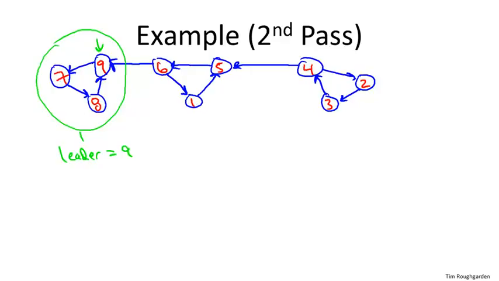So we don't discover 9 now. So we backtrack to 6, we go to 1. From 1 we have to go to 5. From 5 we have to go to 6, and then we start backtracking again.